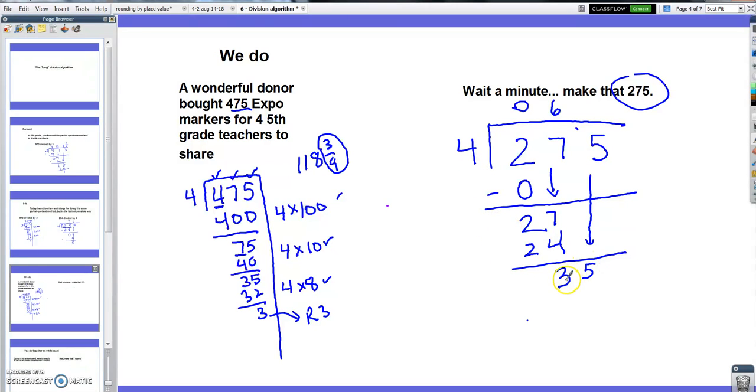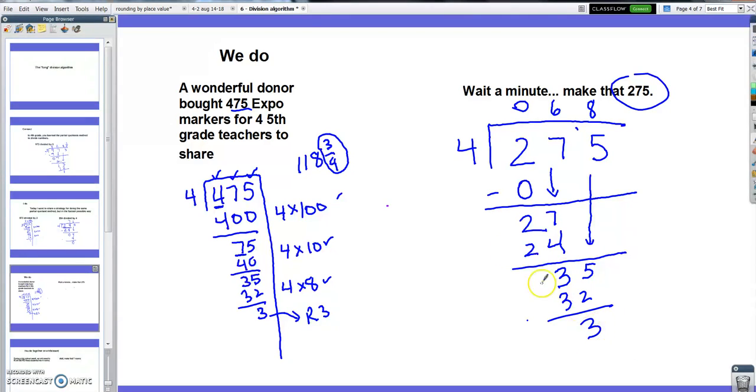And let's see, 4 times 9 is 36. Too much. So 4 times 8 is 32. And I'm left with 3. There are no more places. There's nothing to bring down. So I just stop there. So I've got a remainder now.